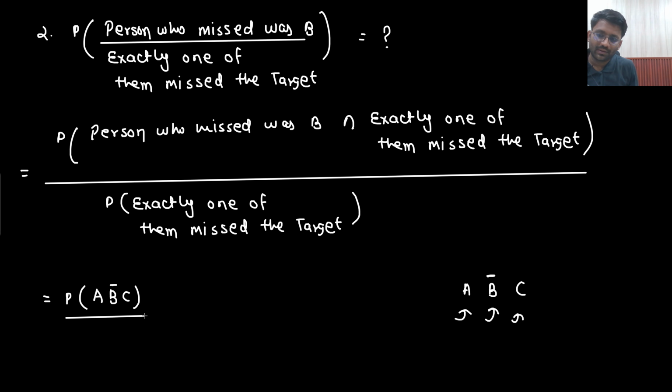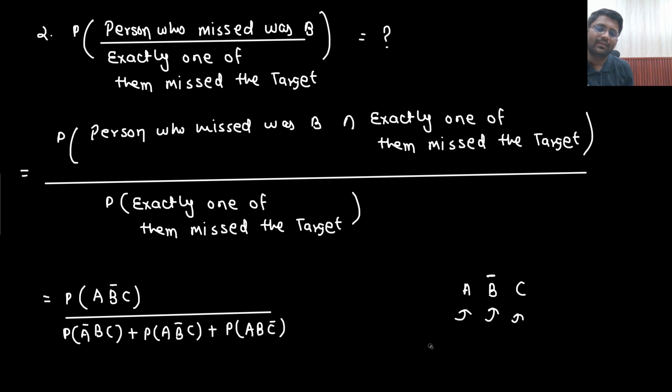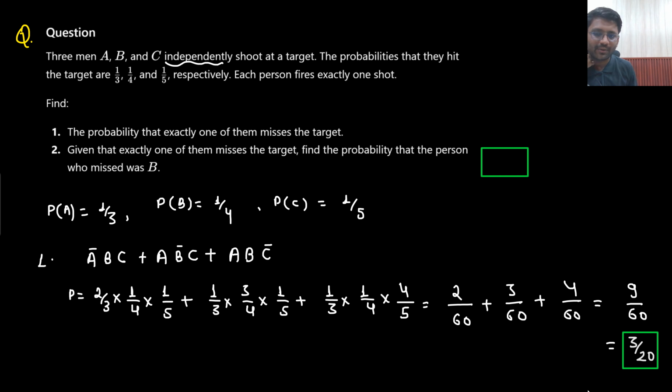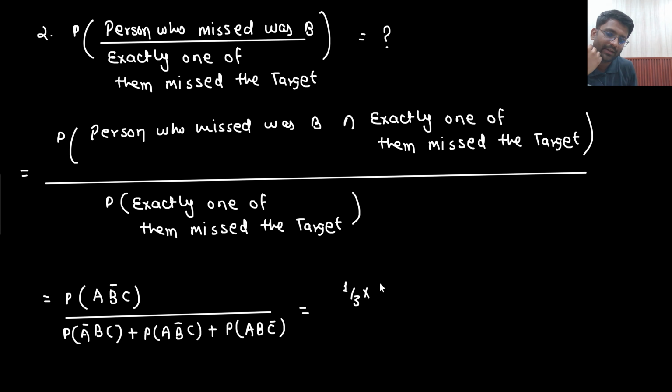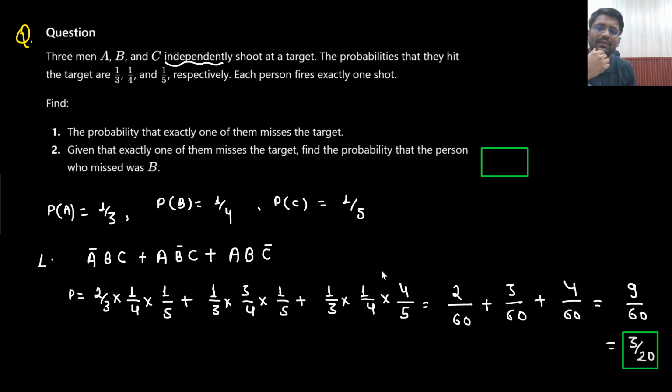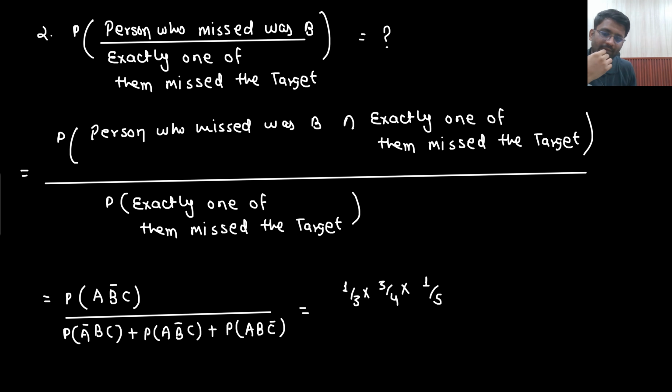We have already found this probability. Let's write it down again. Exactly one of them should be missing: A not hitting, B hitting, C hitting; A hitting, B not hitting, C hitting; A, B, C bar. There you go. This is the scenario. So what will be A into B bar into C? A hitting is 1 by 3, multiplied with 3 by 4, multiplied with C hitting, which is 1 by 5, divided by 3 by 20.